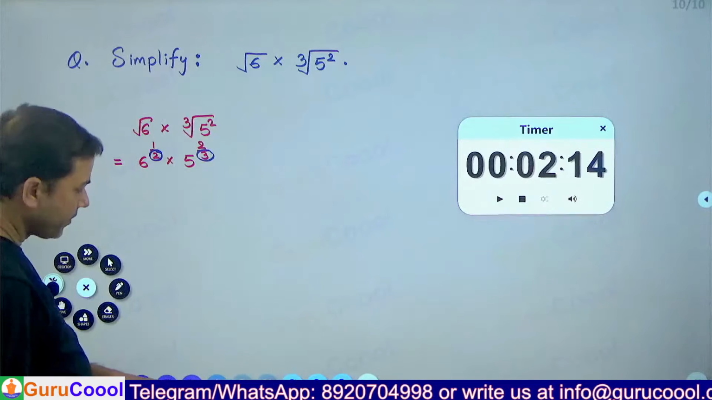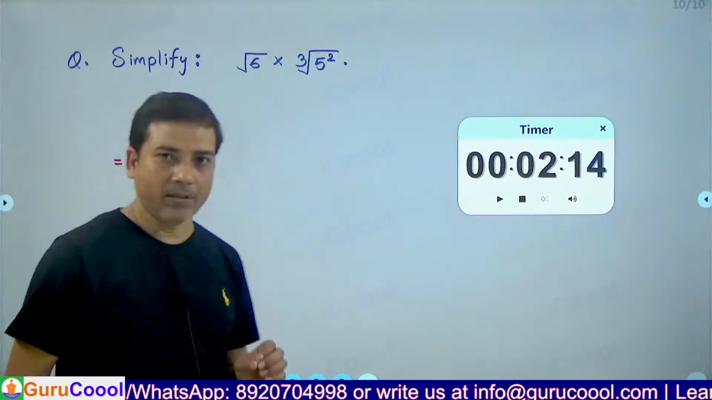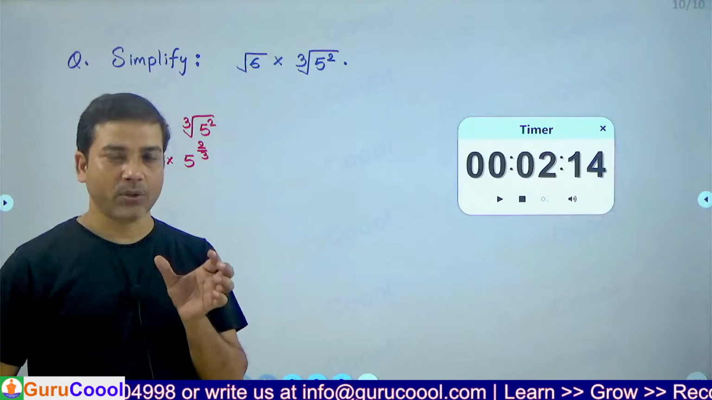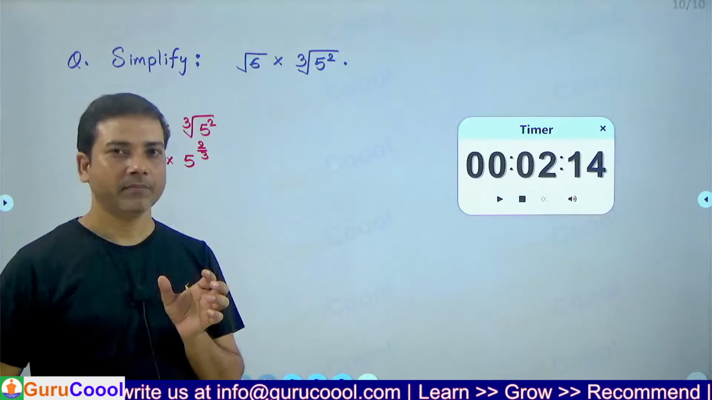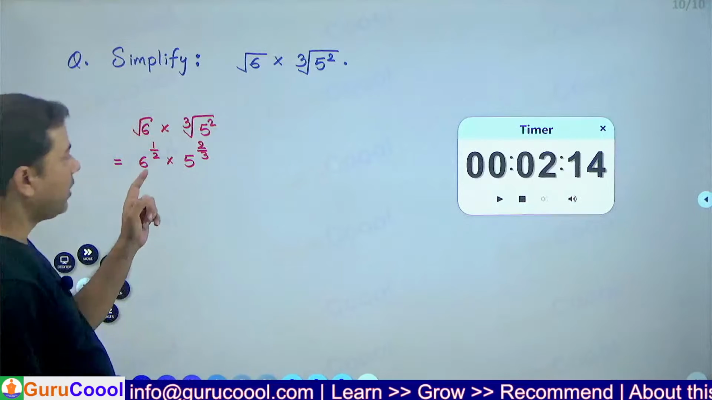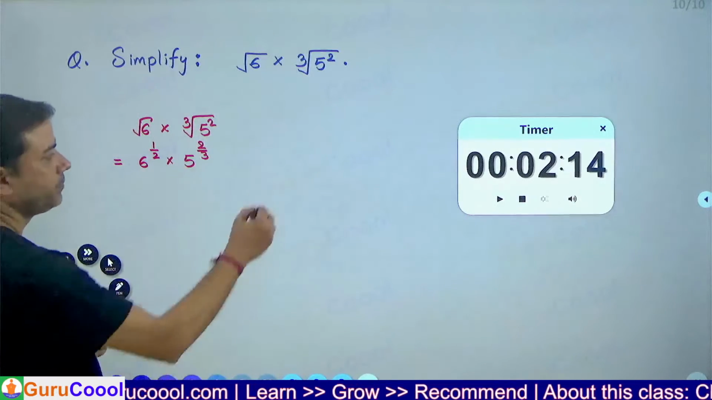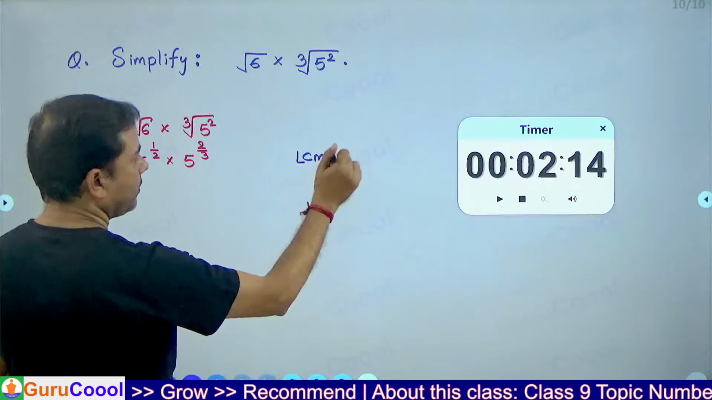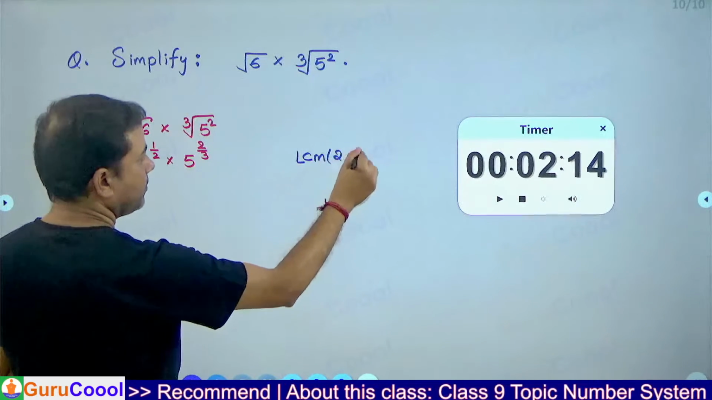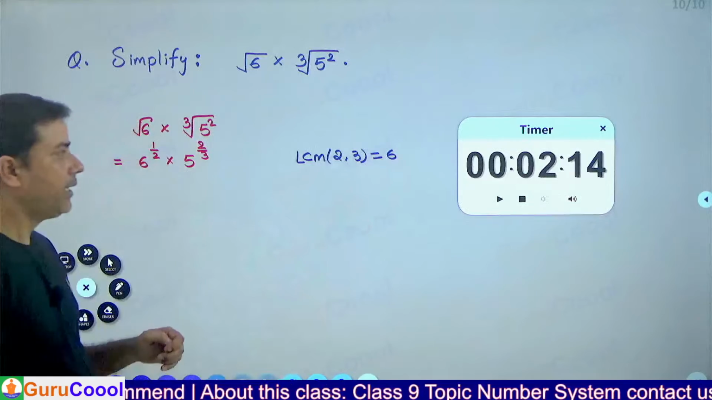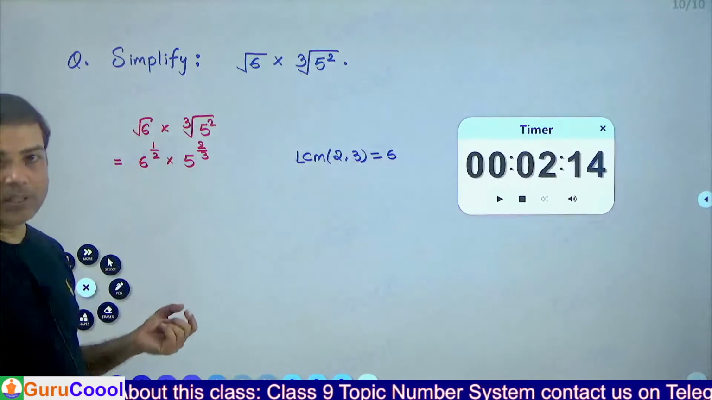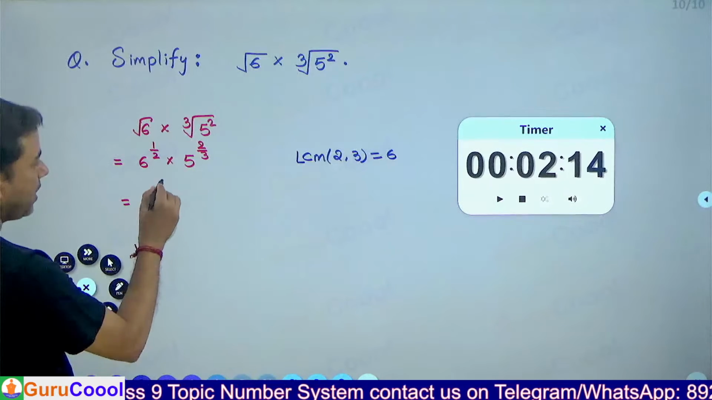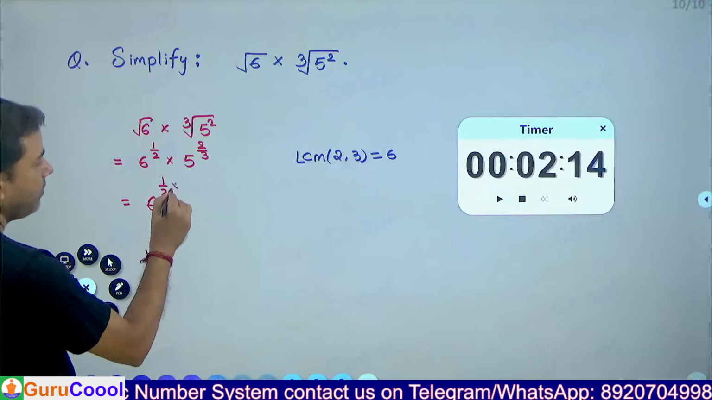How so? When you were in grade 7, you might have studied equivalent fractions. Do you remember? Yes. Okay. And what is the LCM of 2 and 3? 6. So let's try to make their denominators the same. In the first one, 6 raised to the power 1 by 2 times 3 by 3.